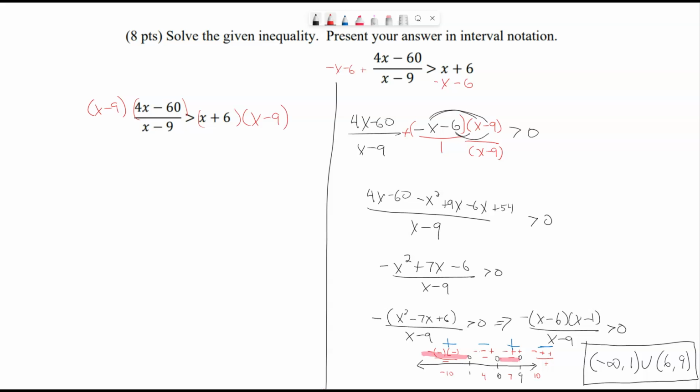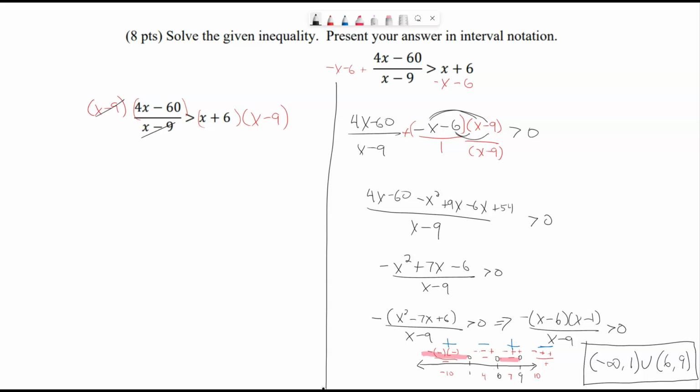So you can clear fractions, but I don't know if x minus 9 is greater than or less than 0. I don't know, so I don't know if I should keep this sign or flip this sign. Because if you multiply by a positive, this sign stays the same. If you multiply by a negative, this sign should switch. And I don't know what x minus 9 is.